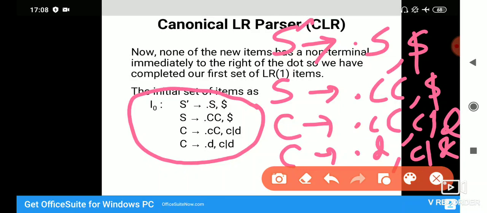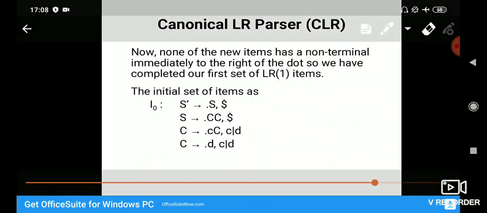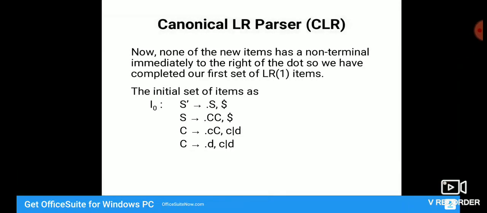Apart from these, there are no more new items that can be added to I0. Now remember these items. Now from I0 we will perform the goto operation to get the new item sets. Okay, so this is one item set. Now how do we perform this? We have to use that goto algorithm.